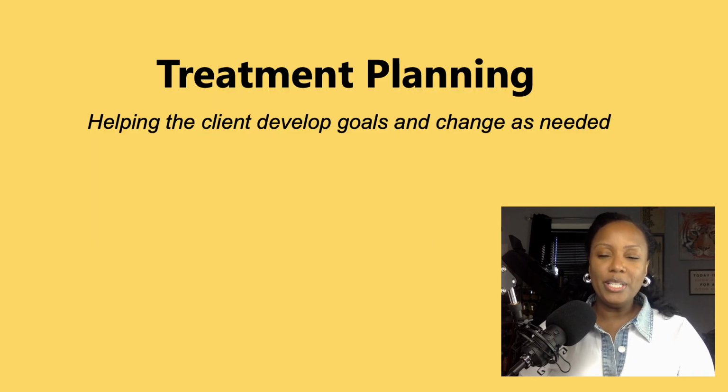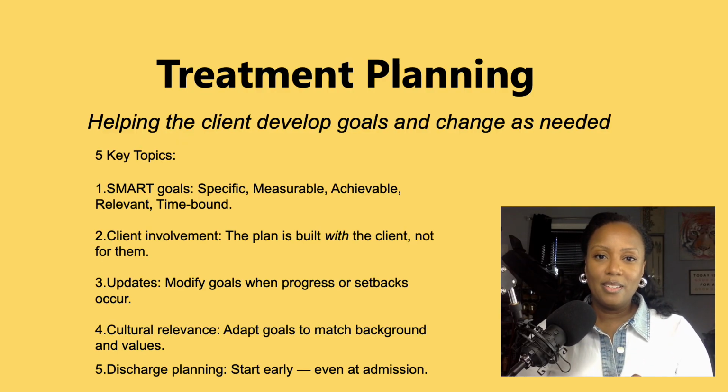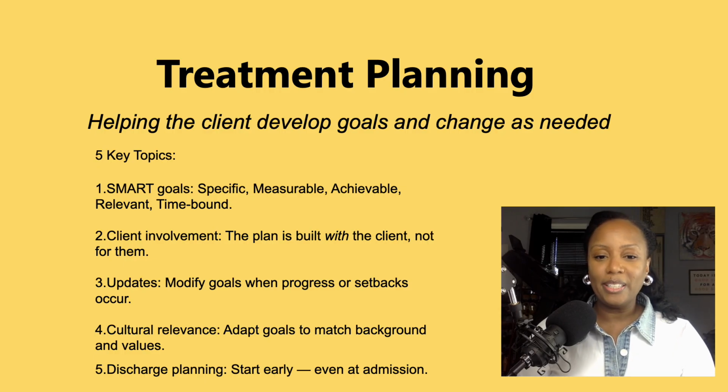The third concept you need to know and understand to pass your addiction exam is treatment planning. This is where you help the client develop goals and change as needed. This is where all the information you gathered during the assessment process comes together. The plan acts as your client's and your roadmap towards success. 5 key topics that fall under the treatment planning concept include SMART goals, client involvement, making updates to the treatment plan, cultural relevance of the treatment plan, and discharge planning.